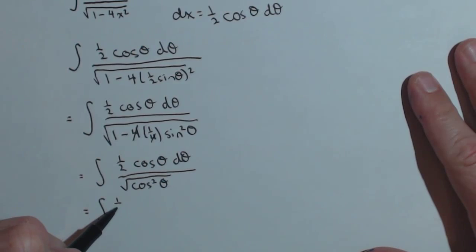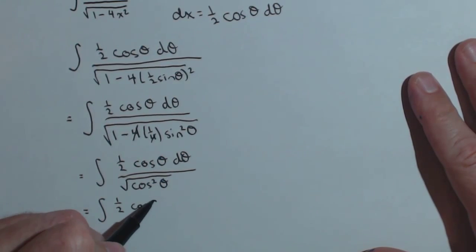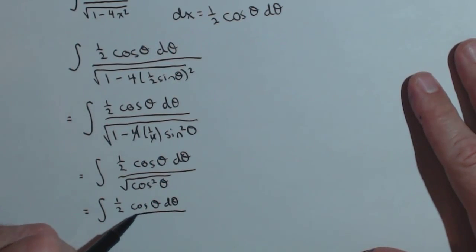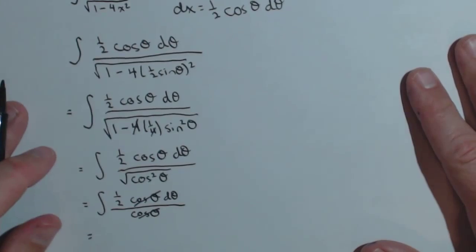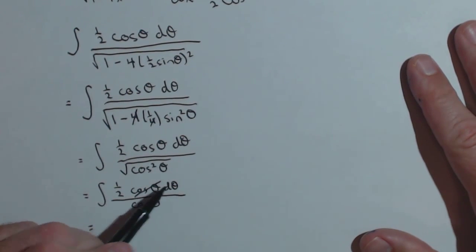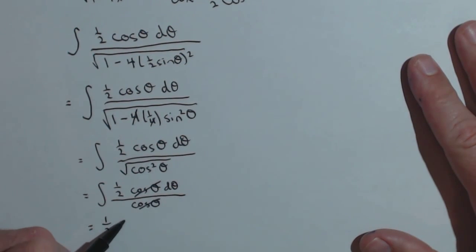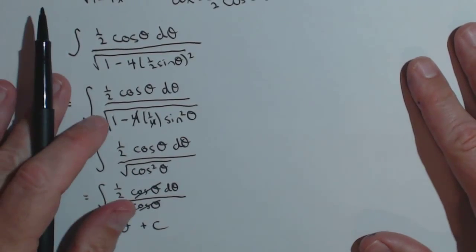So 1/2 cosine theta d theta over cosine theta. Those cancel, and we basically get just 1/2 d theta. The antiderivative of that is 1/2 theta plus c. But don't forget, we have to substitute back.